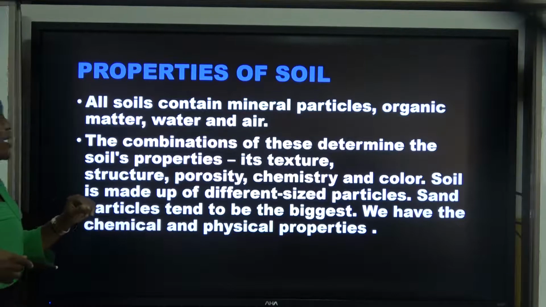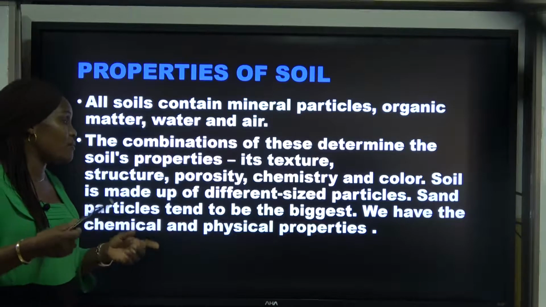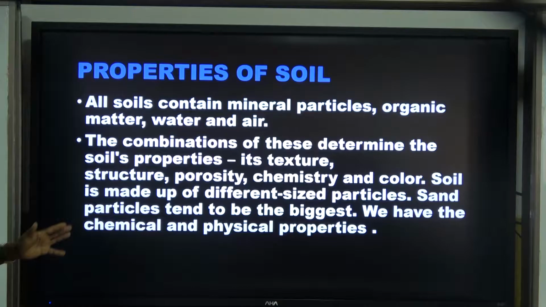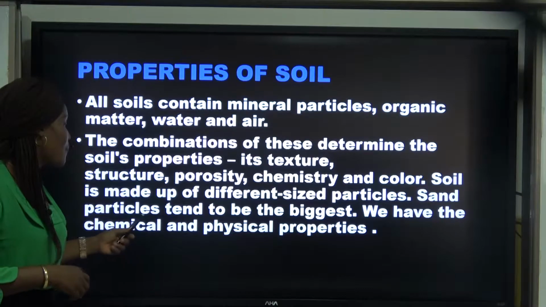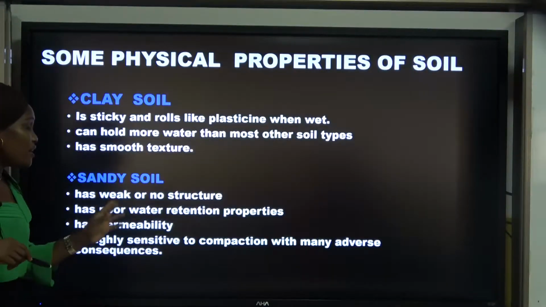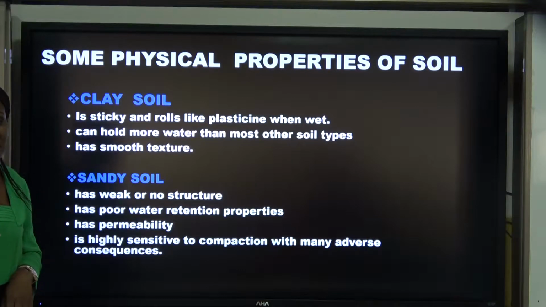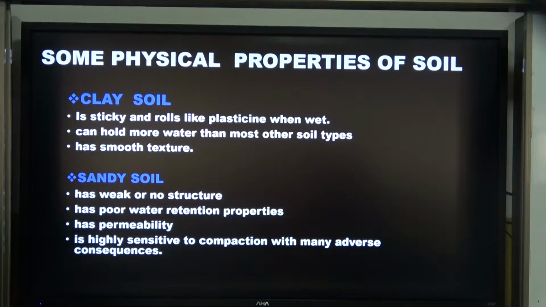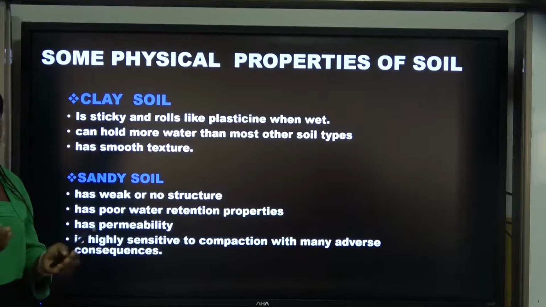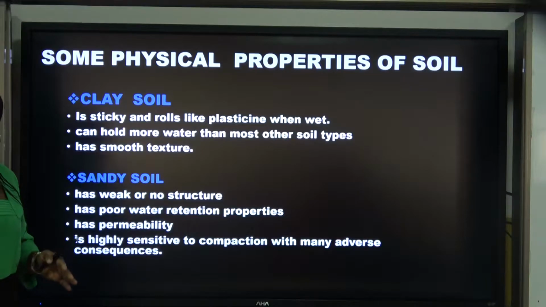Soil is made of different sizes of particles. Sand particles tend to be the biggest of all the types of soil. We have the chemical and the physical properties. Sandy soil has high permeability and is highly sensitive to compaction, with many adverse effects. That is, when you pack a handful of sandy soil and then hold it, it cannot come together. It will not come together like a loamy soil.